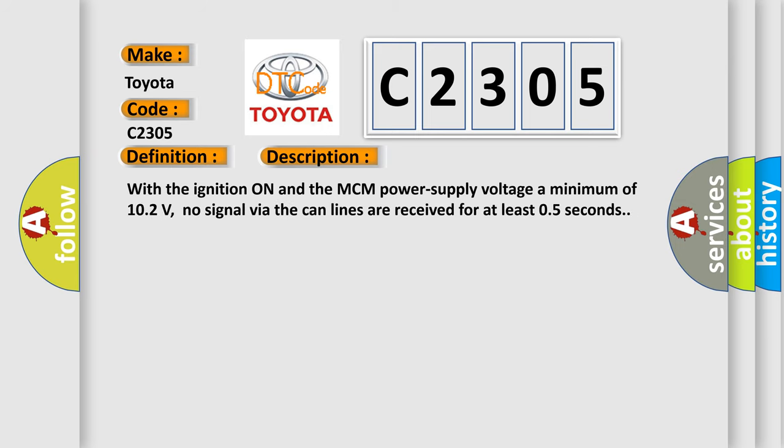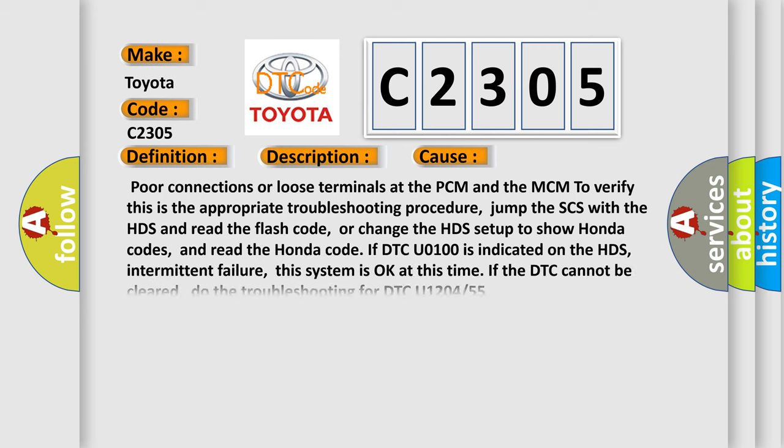With the ignition on and the MCM power supply voltage a minimum of 102 volts, no signal via the CAN lines is received for at least 0.5 seconds. This diagnostic error occurs most often in these cases: poor connections or loose terminals at the PCM and the MCM.